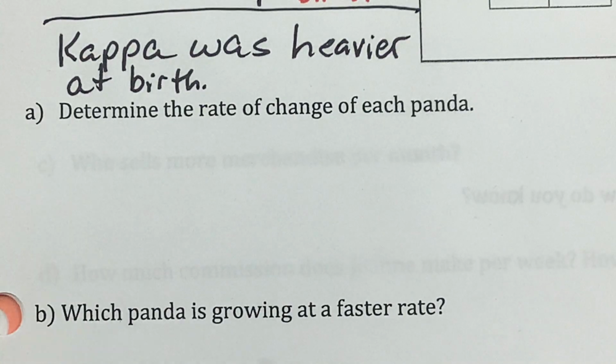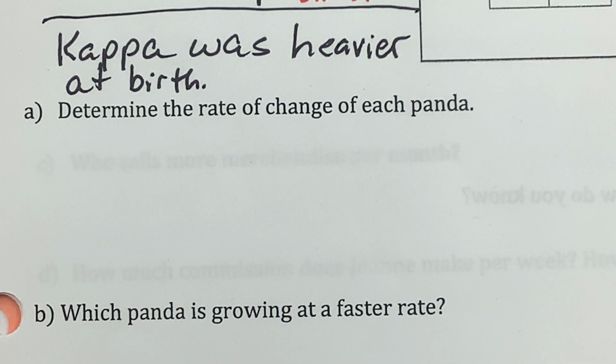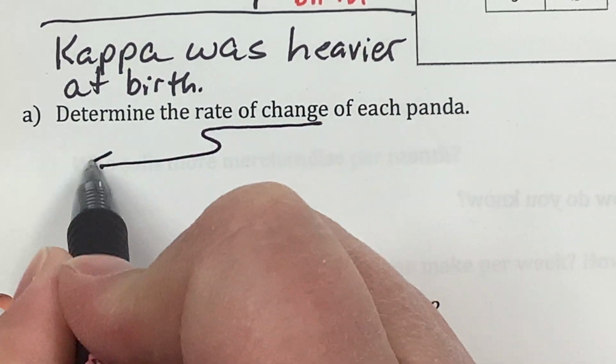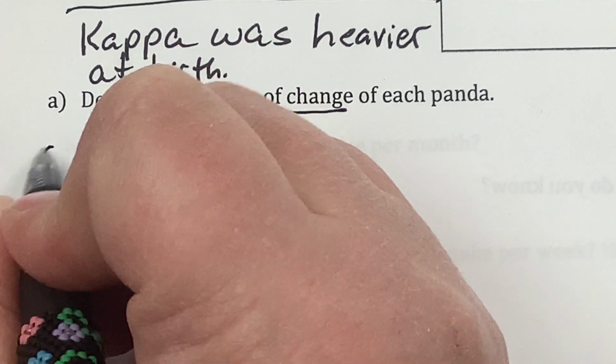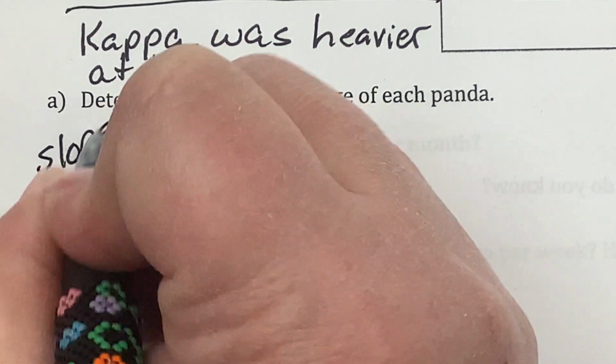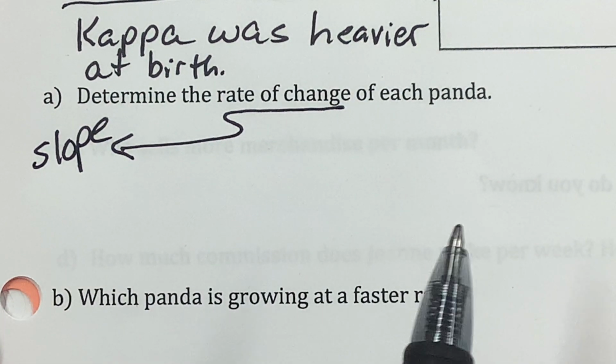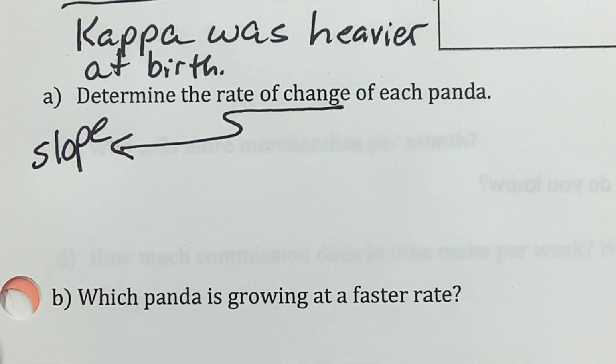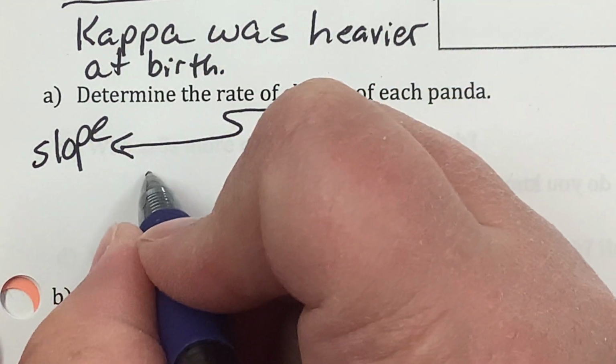Okay. Determine the rate of change. Rate of change? What does that mean? Oh, wait, I know what rate of change is. That's a slope. Slope is the rate of change. So we're going to need to find the slope of each panda. So remember, we were doing Moshi in blue, and here's Moshi.